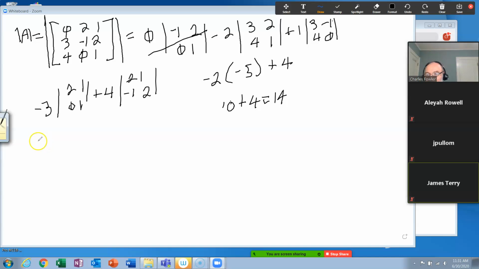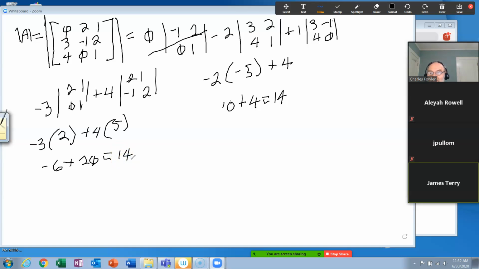Okay, so let's do it. This is a negative 3. Now, what do we have here? 2 plus 4 times the determinant here. 4 plus 1 is 5. And what does that give you? Negative 6 plus 20. Sure enough is equal to 14.